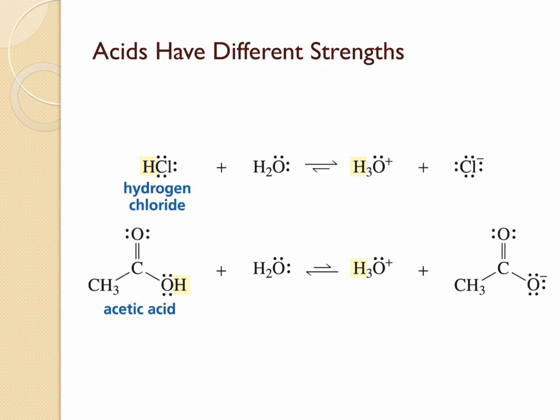When you have a strong acid such as hydrogen chloride and you dissolve it in water, most of the hydrogen chloride molecules are going to get dissociated, which means they are going to break into ions, favoring the formation of the products. But when you take a weak acid such as acetic acid and dissolve it in water, only a very few molecules of acetic acid are going to dissociate into ions.